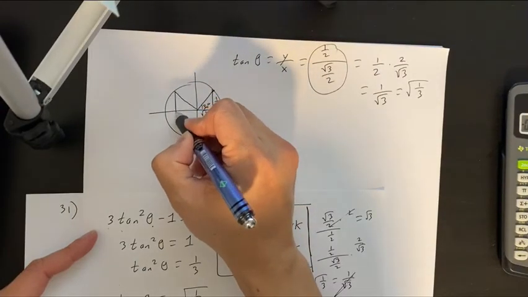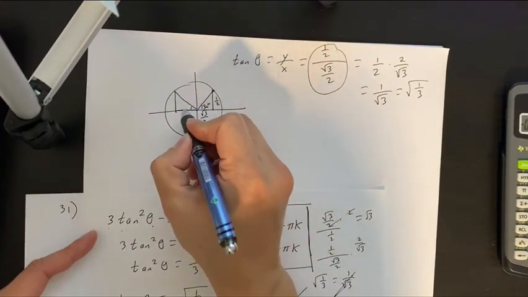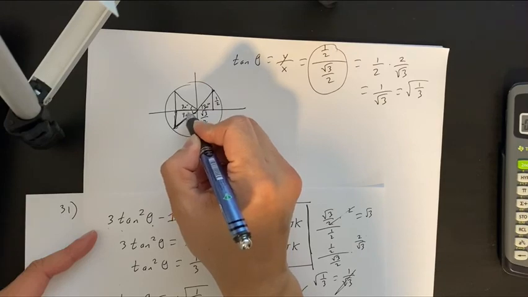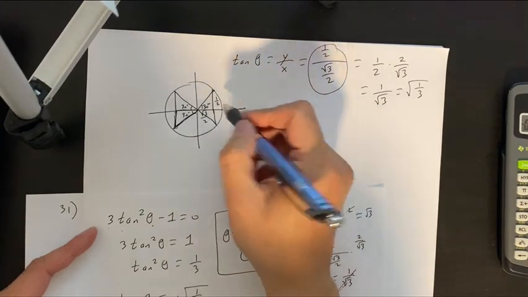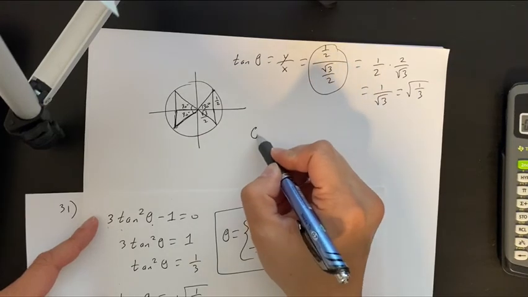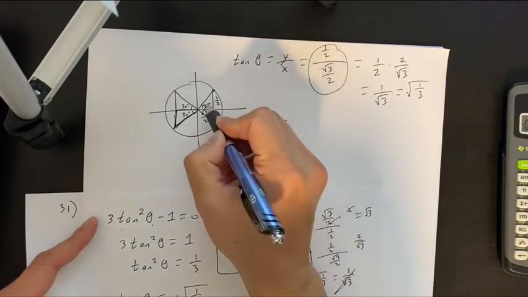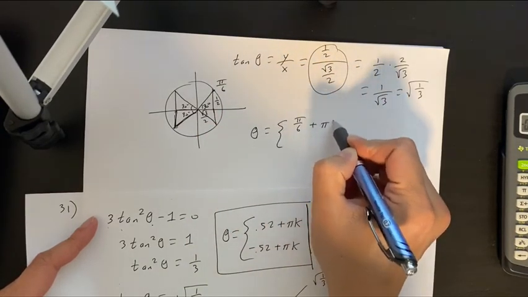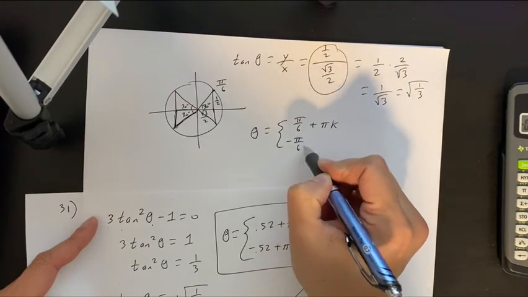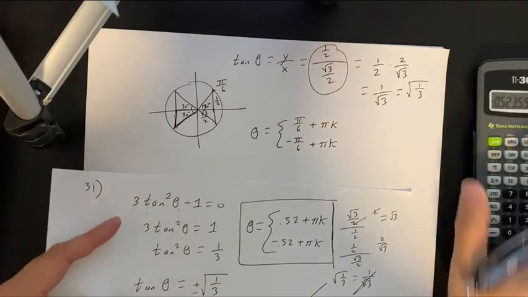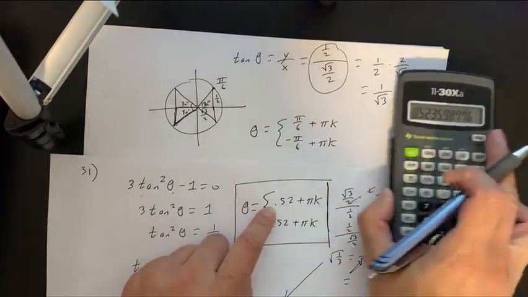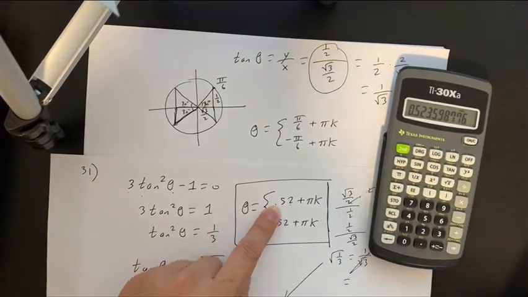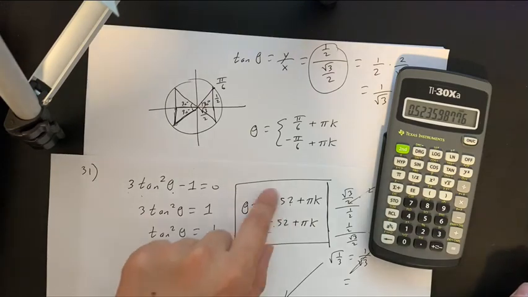That's also 30 degrees, and it turns out the solution for theta would be, well, 30 degrees is pi over 6. So it'd be pi over 6 plus pi k, or negative pi over 6 plus pi k. So is pi over 6 going to give me this 0.52? Pi divided by 6. Yeah, there we go. So this is exactly the 0.52. It's pi over 6. Okay?